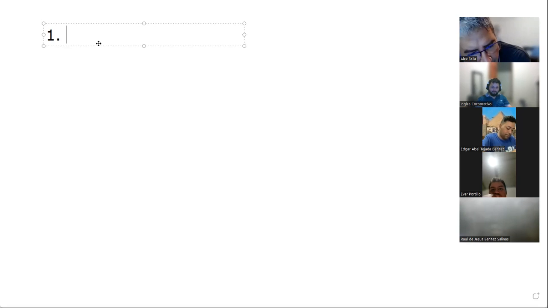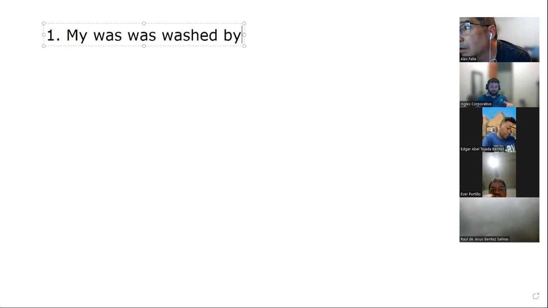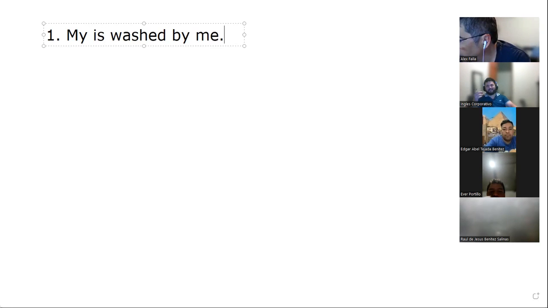I washed my car today. My car was washed by me today. Was washed. Okay. By me. Very good. But I need it in simple present. My car is, you can say is the simple present, right? My car is washed by me. All right. We shouldn't be using today in this case because that refers to the past. So it's okay if we say my car is washed by me, right? Very good. Thank you very much.